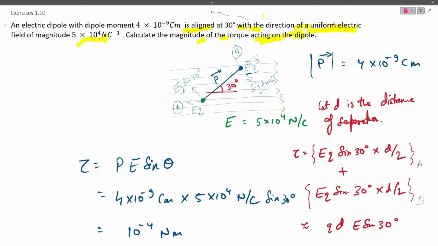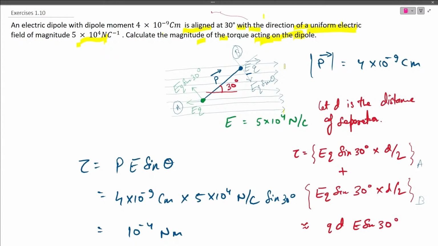So the question talks about interaction of an electric dipole in a uniform electric field. Now since electric dipole is composed of positive and negative charge of equal magnitude, if they are put in an electric field, then they will experience force, and thus net torque will be produced. So this is the pictorial representation of this question.